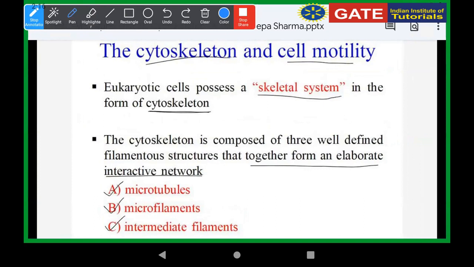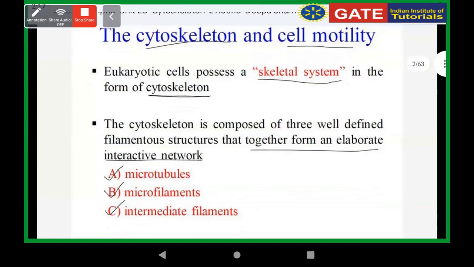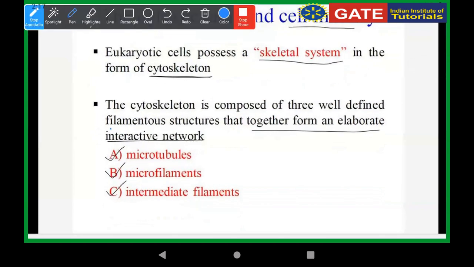Next topic, cytoskeleton and cell motility. So eukaryotic cells possess a cytoskeletal system. Here the cytoskeletal system gives structural support to the cell. And the cytoskeleton system is composed of 3 well-defined filamentous structures.